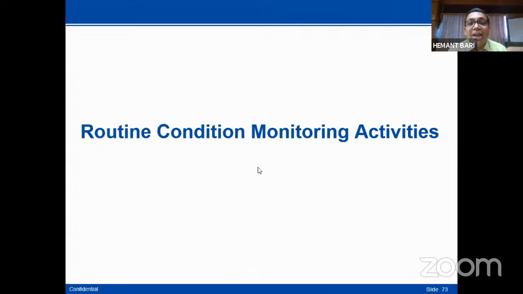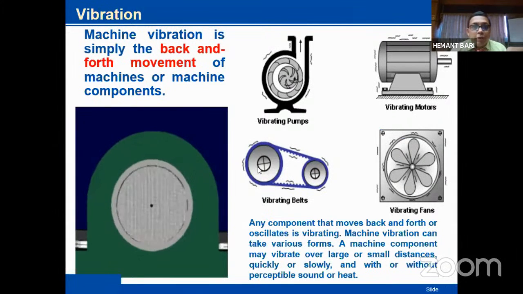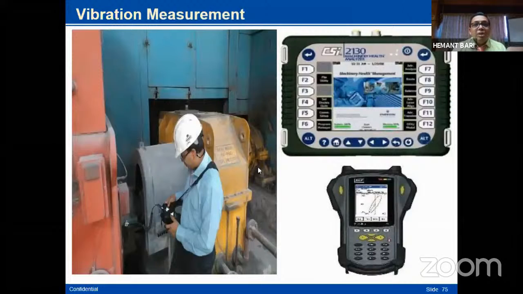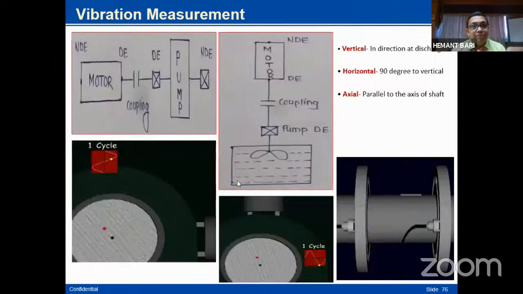Means the machine is running and you collect the data from the machines. So what is that? Vibration, simply back and forth movement of machines and machine components. It is a pump, motor, or belts, or vibrating fans. Okay, sorry. So these are the advanced analyzers we are currently using. The sensor is attached to the bearing point, the cable is connected to the vibration analyzer, and we take the reading from the machine, and we analyze that, we trend it, we study the spectrum, and if any fault is there, we simply tell the maintenance team.